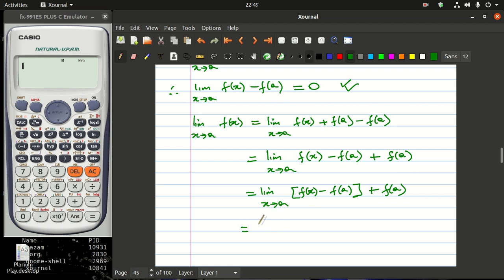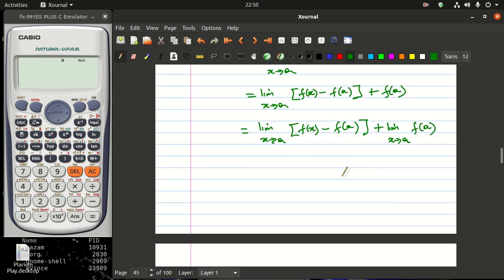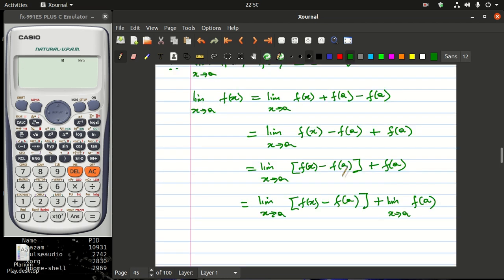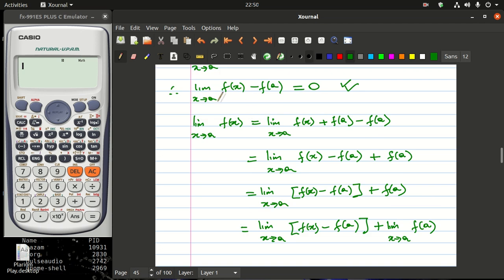So this one is going to be the same as the limit as x approaches a of f of x minus f of a. And then I'm going to add this. Because this is one function and this is one function, I'm adding, so I have to add the limits as x approaches a of f of a. If you look into this, you will find out that the limit as x approaches a of f of x minus f of a is 0.